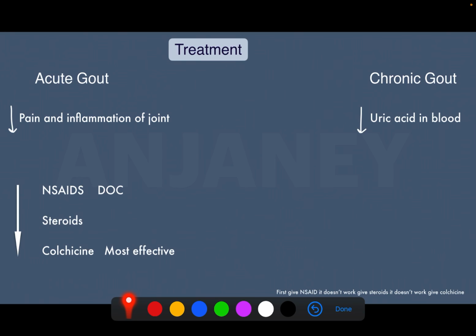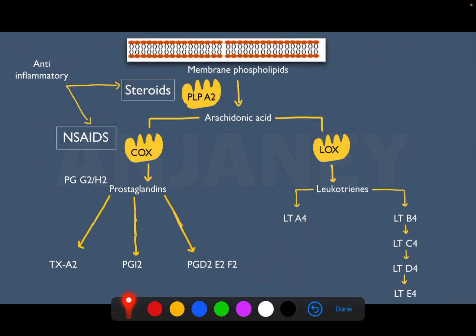For treatment we know we have to reduce pain and inflammation, right? From here you will know that the membrane phospholipids are broken down into arachidonic acid, and this arachidonic acid, in a sequence of pathways, will make these prostaglandins and these leukotrienes, which are responsible for inflammation. Now I have to stop this process, right? So I need two drugs, so I will inhibit this enzyme.